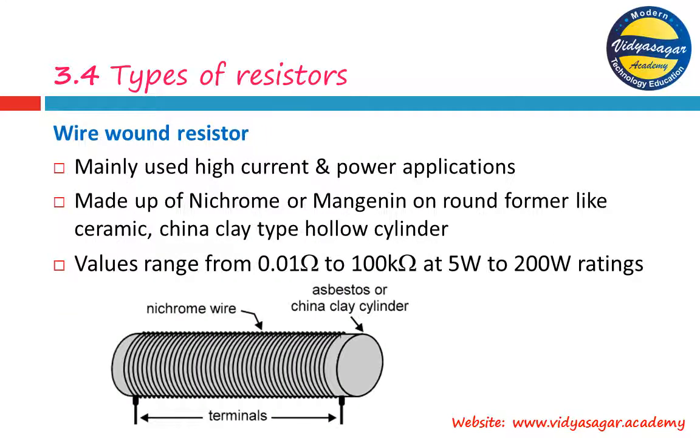Now the types of resistor continued further. Wire wound resistor. It is a rather different type of resistor and it is used for power applications, for high current and high power application purposes. It is made up of nichrome or manganese or such resistive wire, which is wound on a cylindrical former like ceramic or china clay. And the resistor value of a wire wound resistor may range from 0.01 ohm to 100 kilo ohm at a very high power consumption, 5 watt to 200 watt rating.